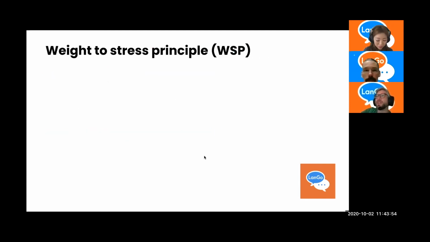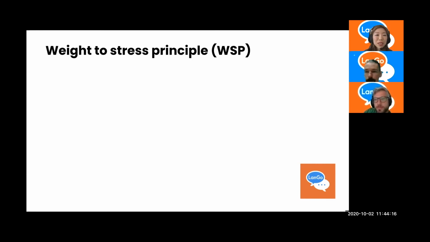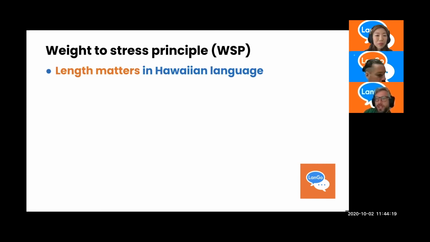All right, so now we're finally going to introduce a little bit about the weight to stress principle. The weight to stress principle essentially says that stress will be attracted to weight, and we should consider an alternate version of this, weight meaning heavy or light. For the benefit of the listeners, we're talking about W-E-I-G-H-T, weight, not W-A-I-T. Weight versus wait.